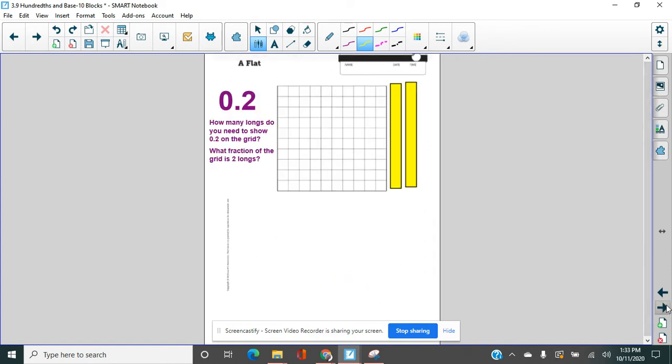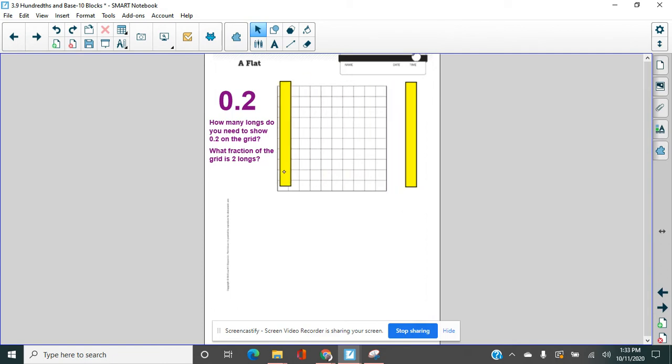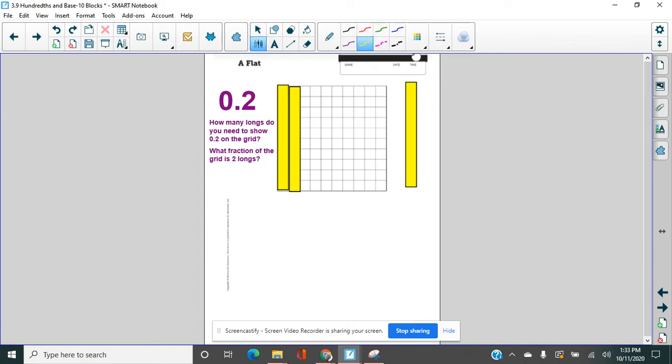All right, I'm going to put them on here, but you're going to tell me the fraction and the decimal. What are the fraction and the decimal for what you see on my grid? Okay, you should have written. Why does it keep being yellow? Here, let's go to red. 2/10ths and 2/10ths. Those are the same.